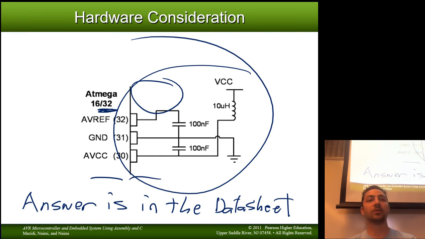Why will they tell you? Because they want you to use their chip. So they want to make it as easy as possible for you to plunk this down into your product and make use of it. They don't want to make it difficult for you. They want to make it easy. So they'll tell you, use a 10 microhenry inductor. It's the recommended inductor. Use a 100 nanofarad capacitor between AVREF and ground and AVCC and ground. They just tell you. So just read the data sheet.